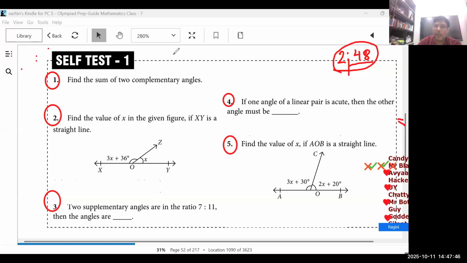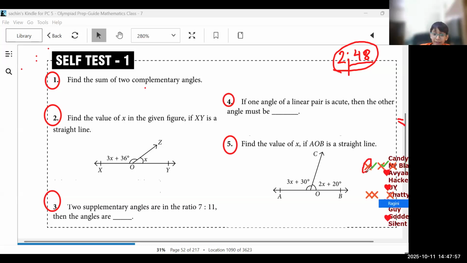Mr. Ba, what is the sum of two complementary angles? Sir, I got confused between complementary and supplementary. What is the sum of two complementary angles? Sir, 90 degrees. 90 degrees.